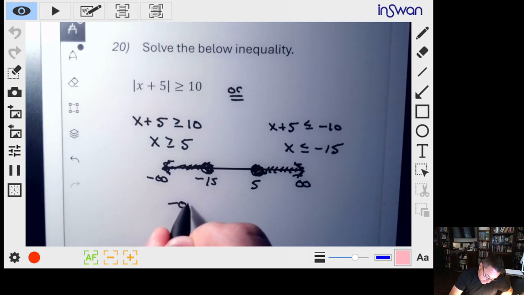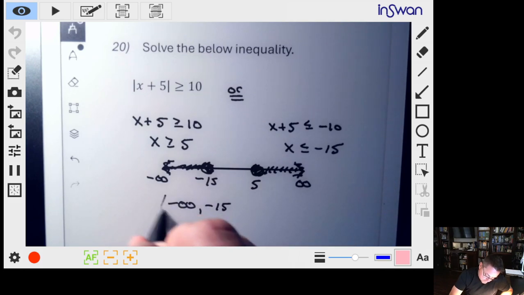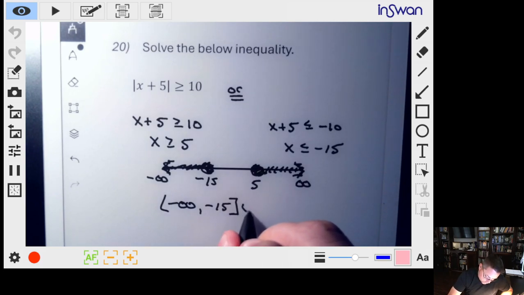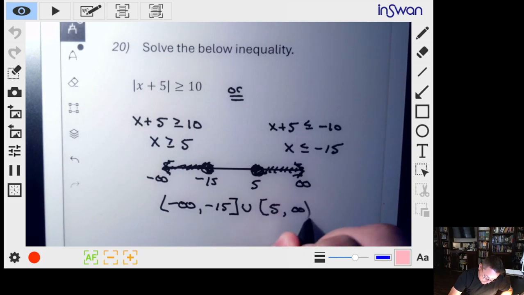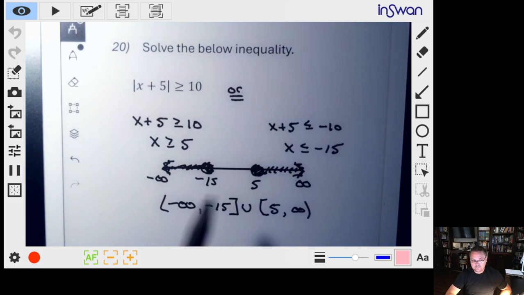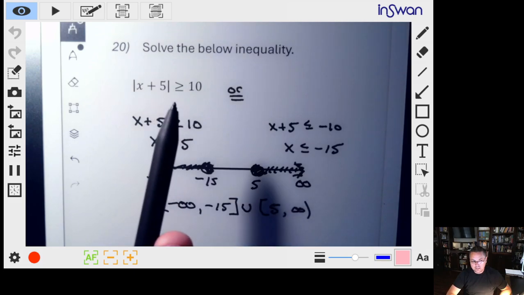So we're going to go from negative infinity to negative 15. Don't include this, include that. And then we're going to put that together with the interval from 5 to infinity. So this is our union symbol, you can think about it as like an OR. And so it's combining these two things, saying you can either pick a number from here, and it makes this true, or pick a number from here, and it makes this true.